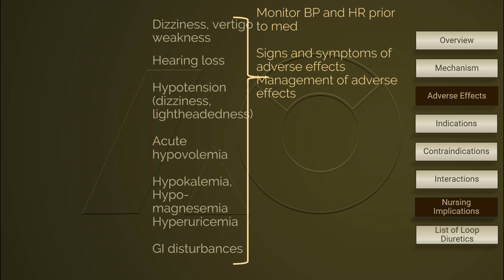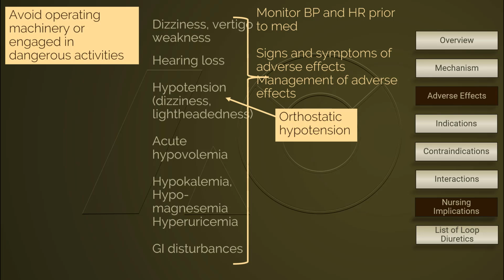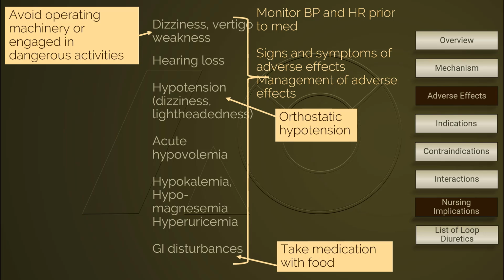Teach patients the signs and symptoms of adverse effects, as well as management of these side effects. Patients should report to the physician if experiencing any adverse effect. Given their hypotensive effect, monitoring blood pressure and heart rate prior to administering medication is recommended. Teach the client on orthostatic hypotension and safety measures to avoid complications caused by adverse effects on the central nervous system. To avoid GI adverse effects, administer medications with food.